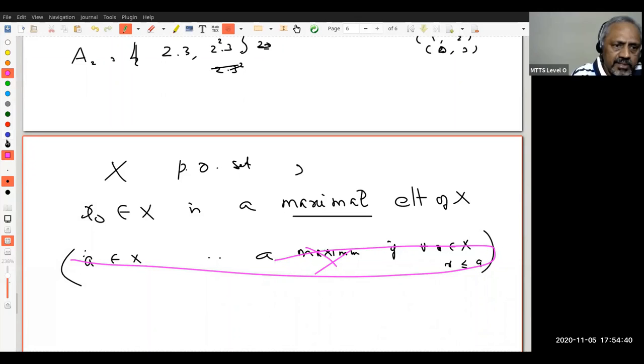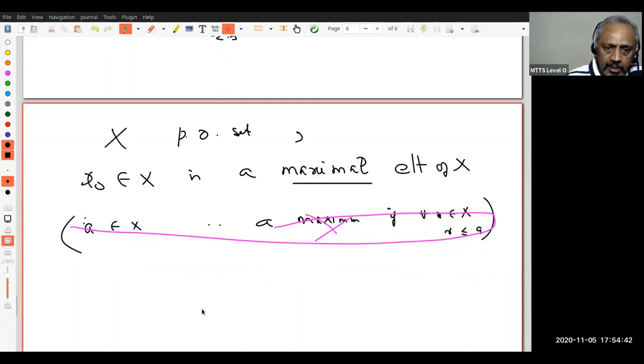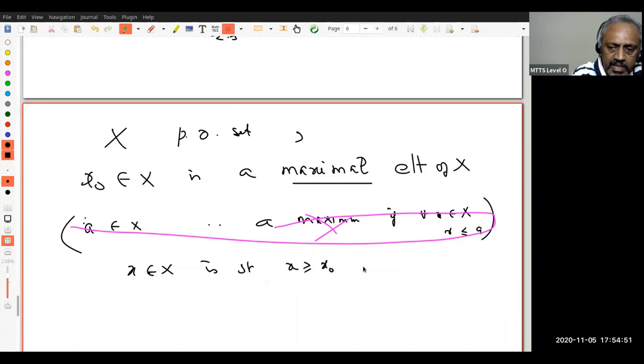what does that mean? That means if you tell me x in X is such that x is greater than or equal to x naught, then I can conclude x must be equal to x naught. Okay. Now you may think both are the same. They are not. I will give a very real life example.